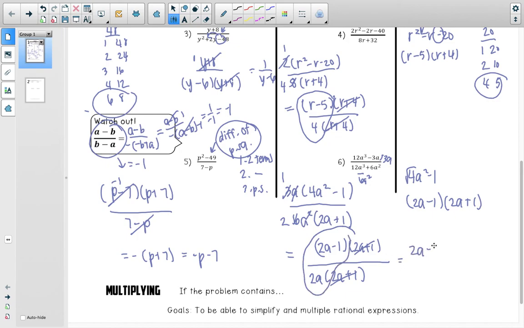Now you cannot cancel these out. My example would be if you have 1 minus 3 over 1, that'd be negative 2. But if you cancel these out, you get negative 3. So you can't do it here. That's no go. Don't cancel that out.